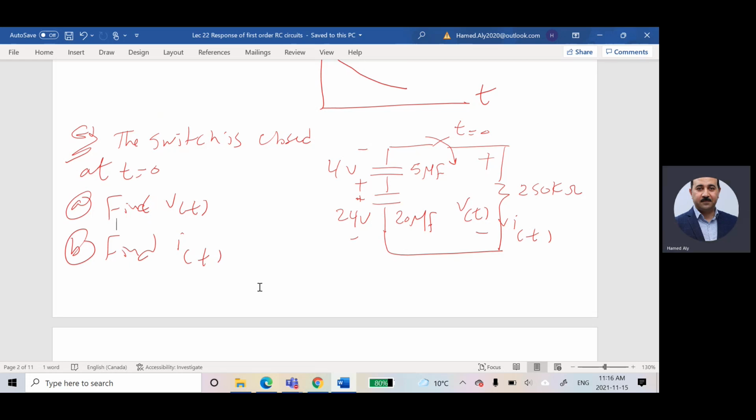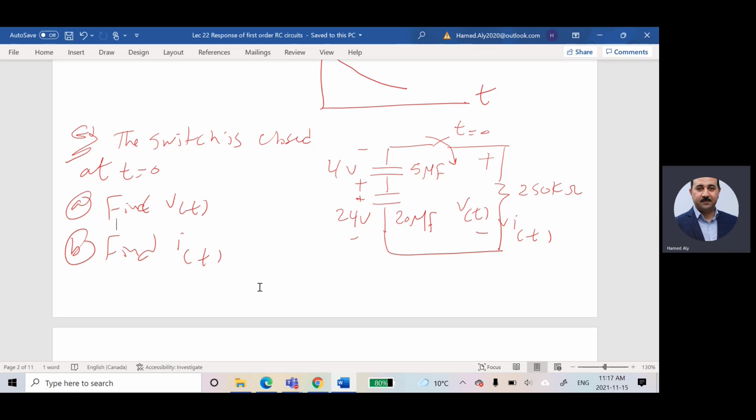So I have 2 capacitors connected in series. How to find the total capacitance? Is it the sum? They are connected in series, so 1 over C total is equal to 1 over C1 plus 1 over C2, or I can say C total is equal to C1 times C2 divided by C1 plus C2. And don't forget the total voltage. Is the total voltage the summation or the difference? It is the difference because of different polarities.